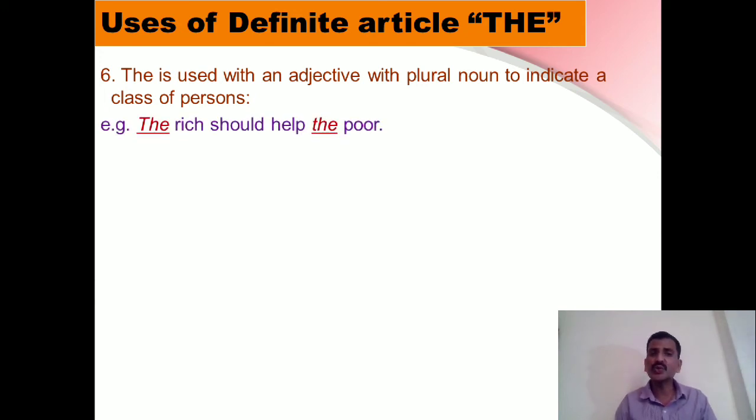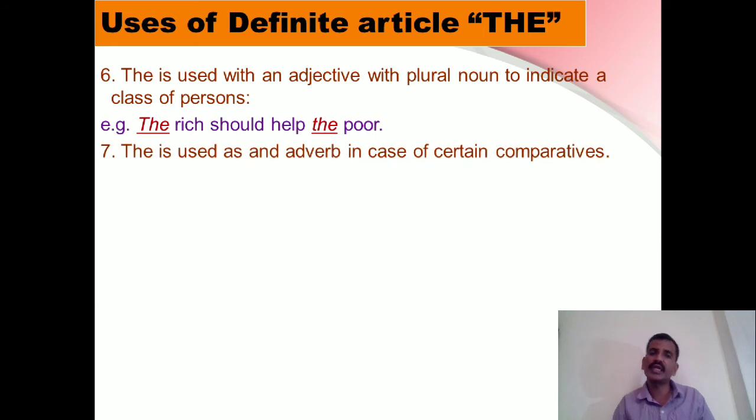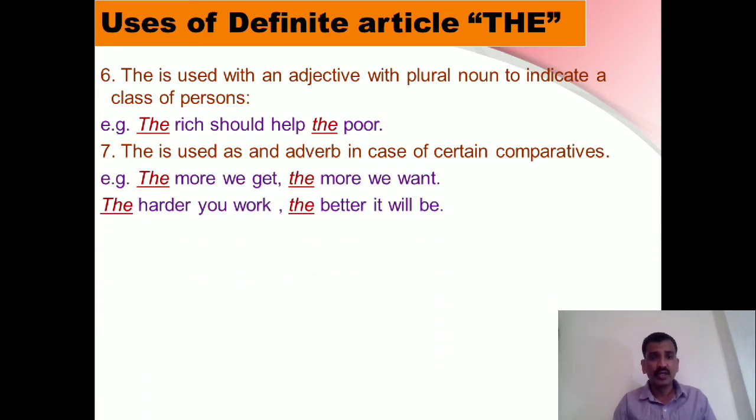Now, the rich should help the poor. The rich and poor are classes or categories of persons to which they belong. Some people are poor, some are rich. That's why we can use "the" like this. The is used as an adverb in case of certain comparatives. Now, the more we get, the more we want; the harder we work, the better it will be. So in the comparative sense, to make a comparison, "the" is used.